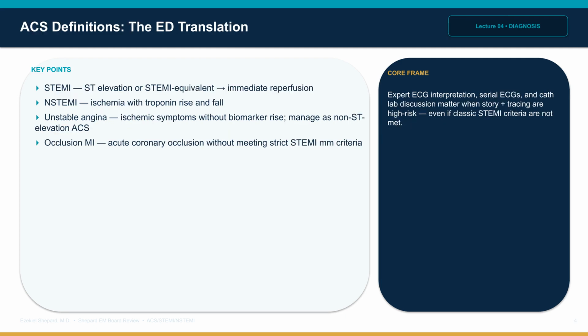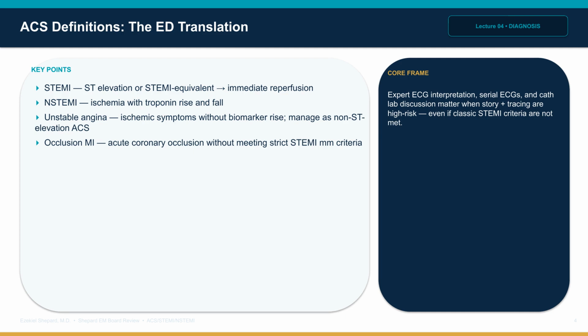Acute coronary syndrome is a spectrum. STEMI means ST elevation or a STEMI equivalent pattern that should move the patient into an immediate reperfusion pathway. NSTEMI means ischemia with a troponin rise and fall. Unstable angina means ischemic symptoms without biomarker elevation, and it is usually managed as non-ST elevation ACS until risk is clarified. The key modern concept is occlusion MI.